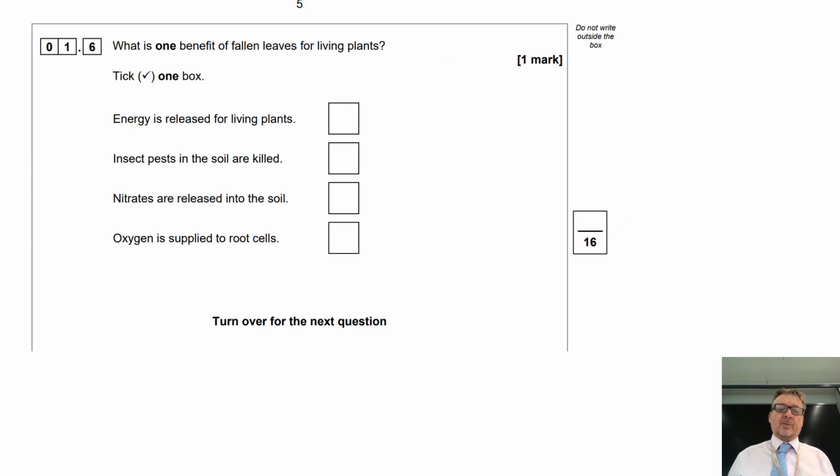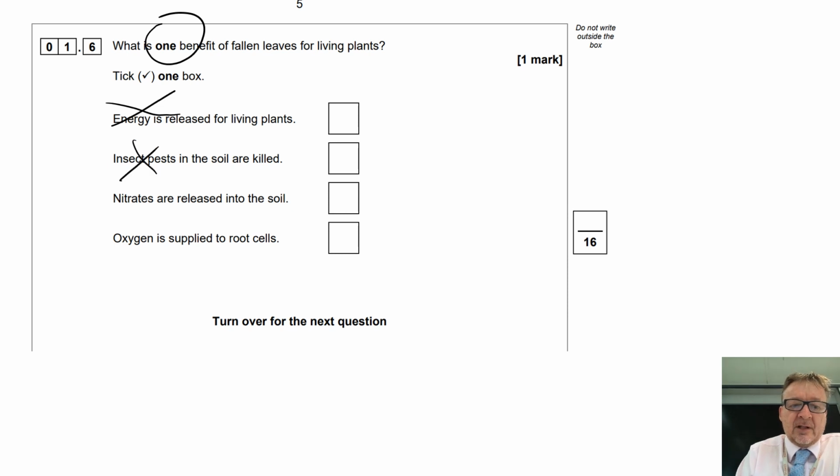1.6. What is one benefit of fallen leaves for living plants? What is one benefit of fallen leaves for living plants? Okay, so let's go then. Energy is released for living plants. Well, no, energy isn't released. Insect pests in the soil are killed. No, just leaves falling on the floor.